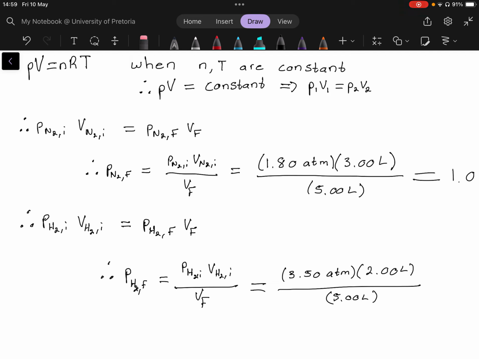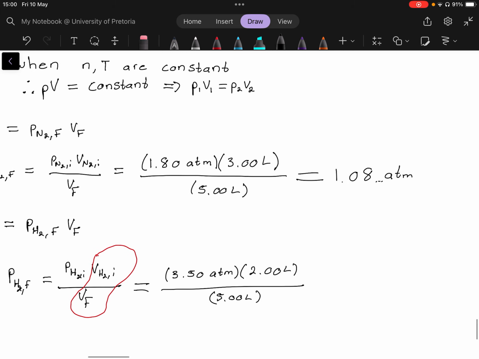And again, you see that the ratio of the volume, so initial volume to final volume, multiplied by the initial pressure is what dictates the change. But that is only true when the number of moles of gas and the temperature of the gas remain constant. If the temperature changed, then we would have had a different factor at play here. Anyway, here you'll get a value of 1.40 atmosphere.